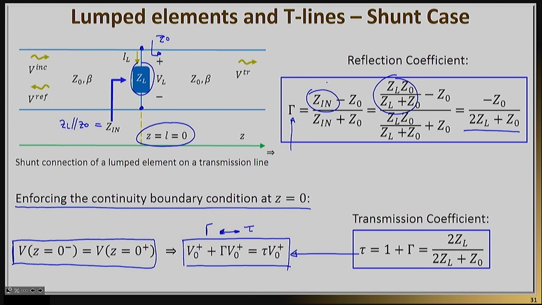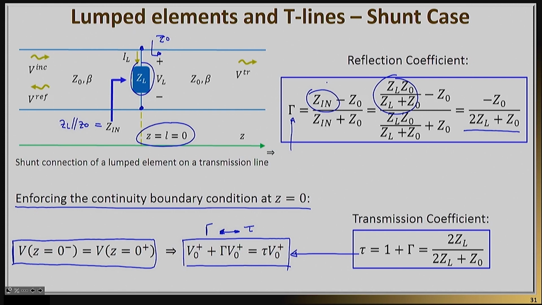So now I can find my gamma just by looking at my circuit, and I can find tau as 1 plus gamma. That is the case of the shunt load, and as I mentioned, that is of great practical importance, so I would strongly recommend that you know how to do this calculation.